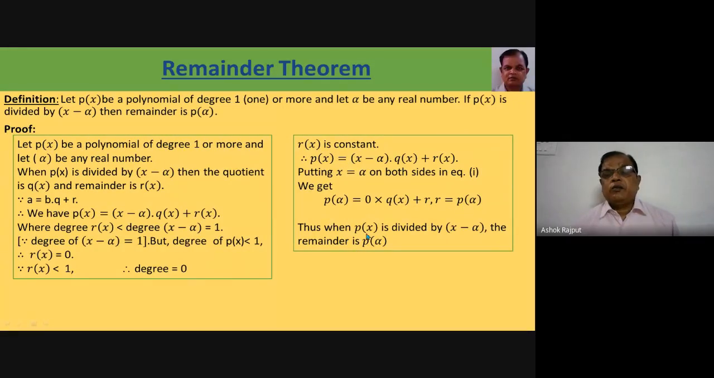Thus, when P(x) is divided by x minus alpha, the remainder is P(alpha). It is the remainder theorem. Or we can say the value of the polynomial at alpha is the remainder. Now we are going to the next topic.